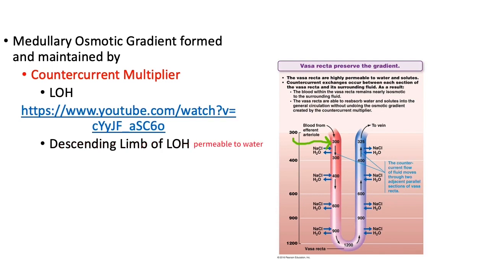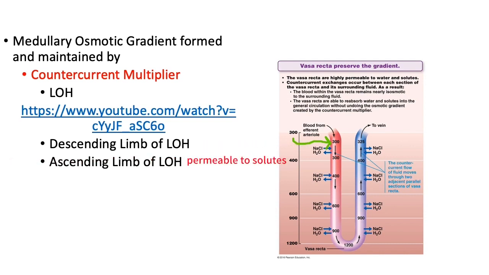The descending limb of the loop of Henle is permeable to water, but not to solids. And the ascending limb of the loop of Henle is permeable to solids, but not to water. The differences in these permeabilities help to establish an osmotic gradient within the interstitial fluid of the medulla. This osmotic gradient will be used to pull water out of the urine as it goes down through the collecting ducts.